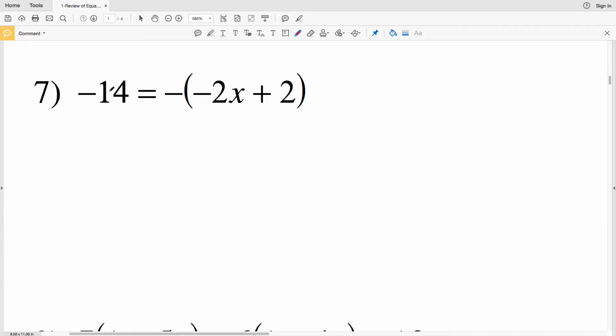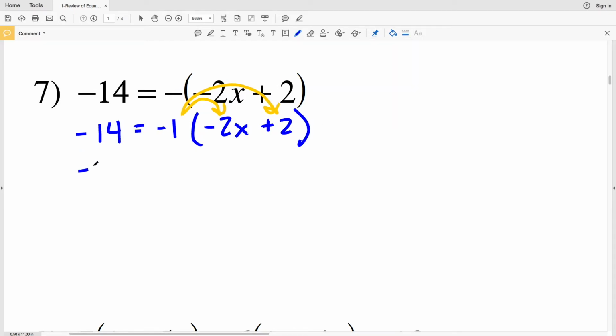In number 7, I have negative 14 equals negative, or the opposite, of negative 2x plus 2. This negative on the outside we can think of as negative 1. So I'm going to rewrite this as negative 14 equals negative 1 times negative 2x plus 2. So what we're going to have to do is distribute that negative 1. And remember, whenever you multiply negative 1 to a number, it's basically switching the sign.